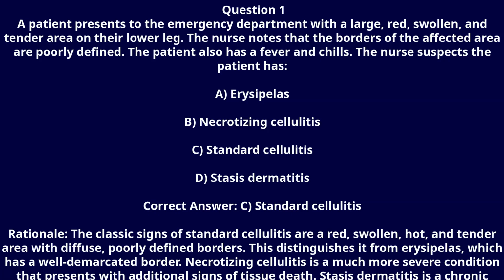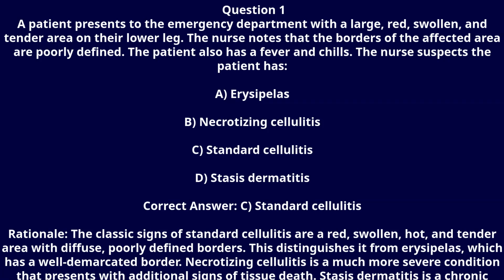NCLEX style questions. All right, time to test your knowledge. I've got 3 questions for you. Question 1. A patient presents to the emergency department with a large, red, swollen, and tender area on their lower leg. The nurse notes that the borders of the affected area are poorly defined. The patient also has a fever and chills. The nurse suspects the patient has A. Erysipelas, B. Necrotizing cellulitis, C. Standard cellulitis, D. Stasis dermatitis.